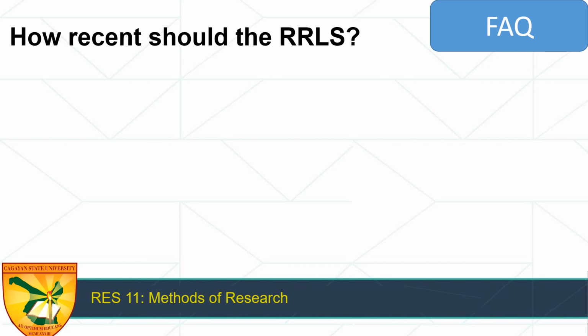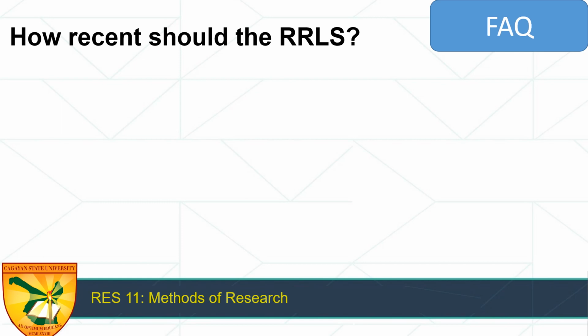Another frequently asked question is how recent should the related literature and studies be? So this actually not only depends on your professor, but it depends on the type of the study that you're doing. It doesn't matter if it is very old as long as the literature or the study has a quality result. For example, you are citing theories. Of course, these are not recent ones, not even 5 or 10 years. So this will be 1960s, 1970s, 1980s. So it doesn't matter if you have this.